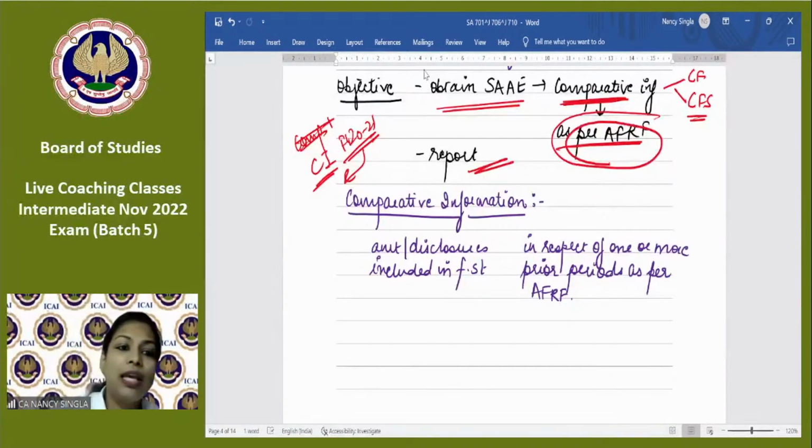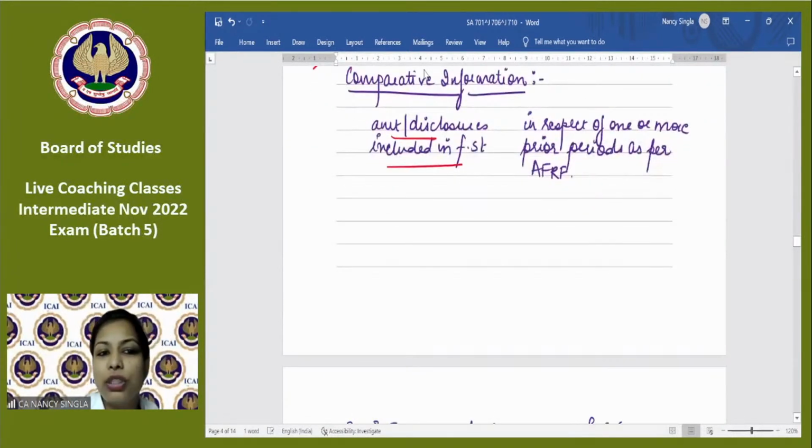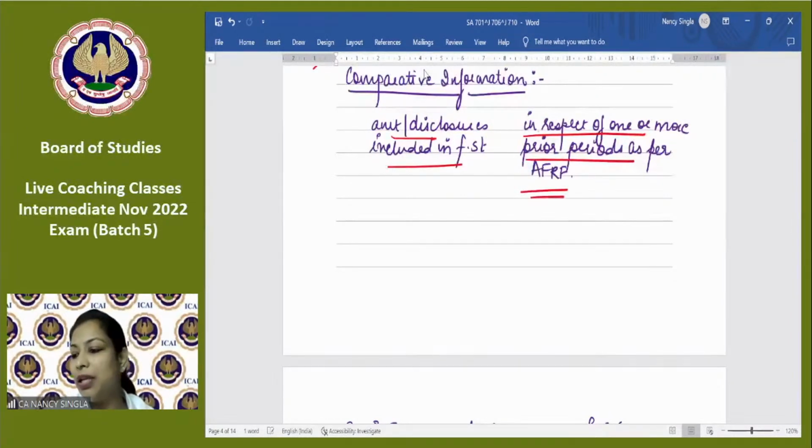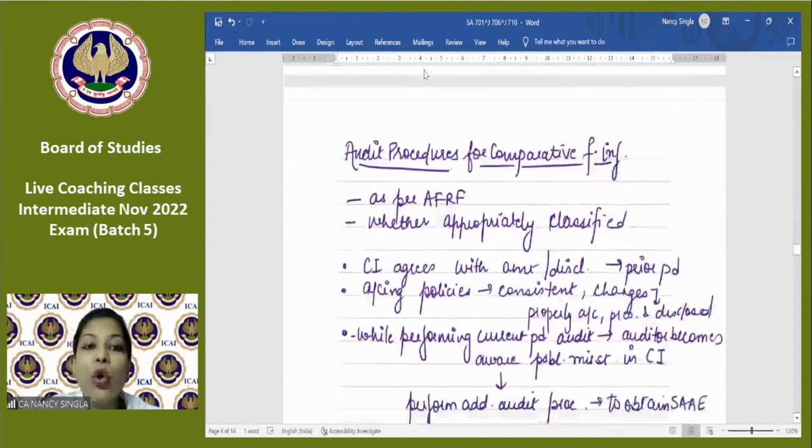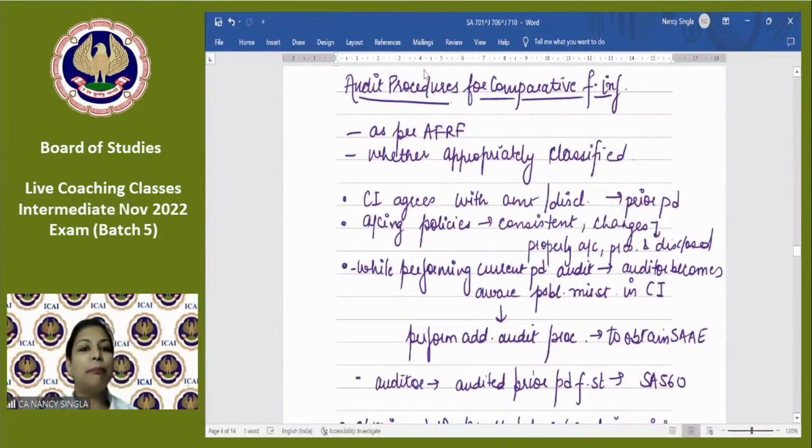सिंपल. ठीक है? सो कंपैरेटिव इंफॉर्मेशन हमने क्या पढ़ा? अमाउंट डिस्क्लोजर्स इंक्लूडेड इन फाइनेंशियल स्टेटमेंट इन रिस्पेक्ट ऑफ वन और मोर प्रायर पीरियड एज पर द एप्लीकेबल एफआरएफ. क्लियर? नाउ व्हाट आर द ऑडिट प्रोसीजर्स विद रिस्पेक्ट टू द कंपैरेटिव फाइनेंशियल इंफॉर्मेशन? मतलब क्या है? In a simple language, that you are conducting the audit of 2021 and last year ka data is also given in those financial statement. So first of all, what is the audit procedures, है ना? तो whether it is corresponding figure, whether it is comparative financial statement, और वो क्या होते हैं हम later on discuss करेंगे. Audit procedures same रहेंगे.